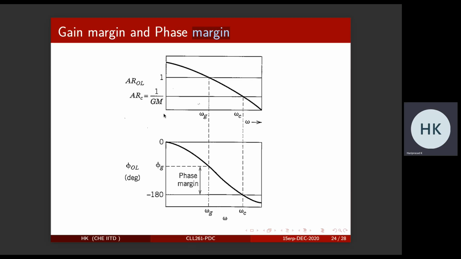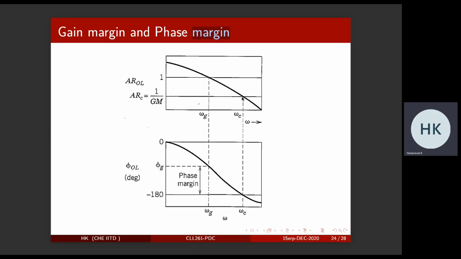Gain margin is calculated when you have the phase. At the frequency at which the phase angle is minus 180, which is called the phase crossover frequency, you project back, because it's a Bode plot. You are expected to have a Bode plot with the top plot representing amplitude ratio versus frequency and the bottom plot representing phase angle versus frequency. When the phase angle becomes minus 180, you project it up.